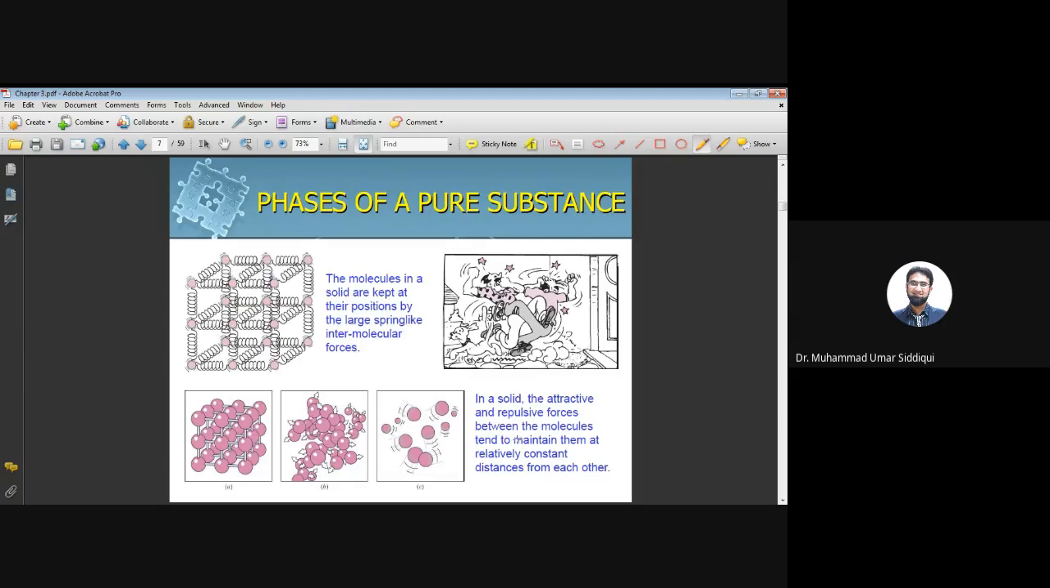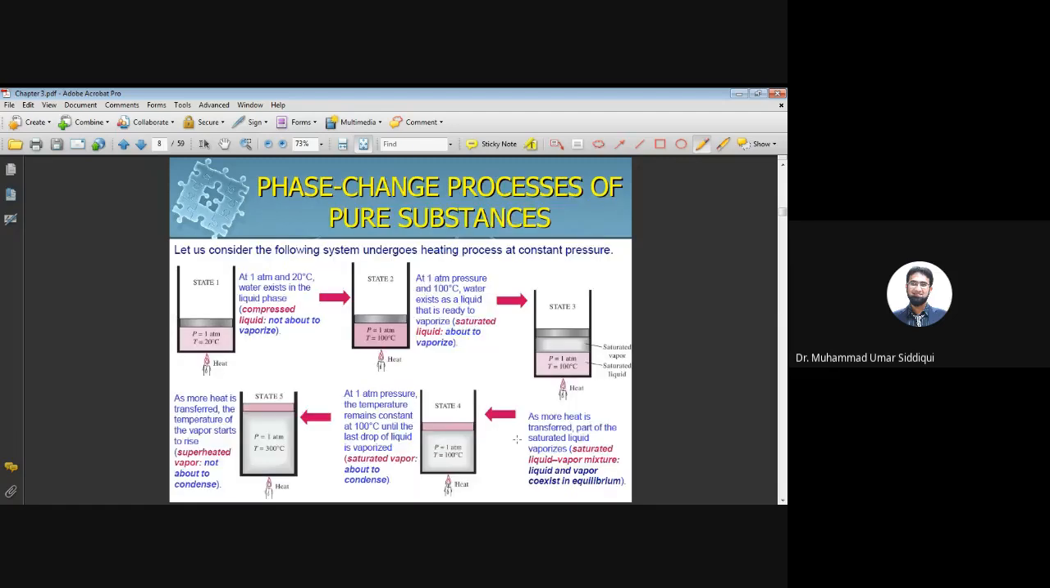When we talk about the phases of a pure substance, there are 3 fundamental phases. A pure substance might be in the solid phase, liquid, or gas. What is the difference between a solid, liquid, and gas? You have studied this previously in physics and chemistry, so I don't think there is any need to go through the definitions and differences between these phases.